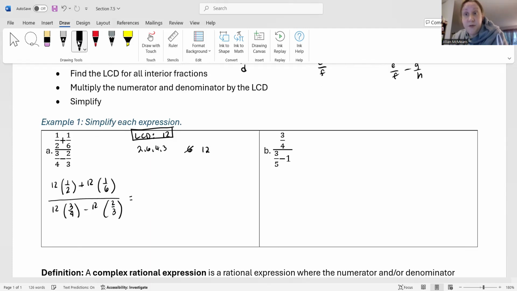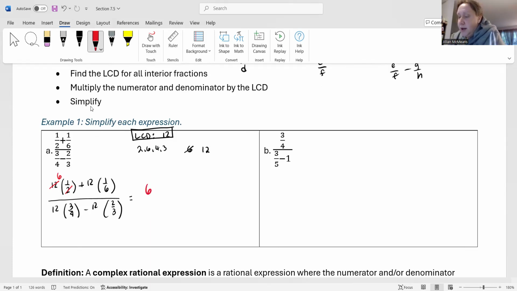And then we want to simplify. So let's see how each of these 4 pieces simplifies. Looking at the first half of the numerator, I have a denominator of 2 and an LCD of 12. Well, the denominator of 2 divides into the LCD of 12 6 times. So that leaves me with just 6 times 1 as my first numerator.